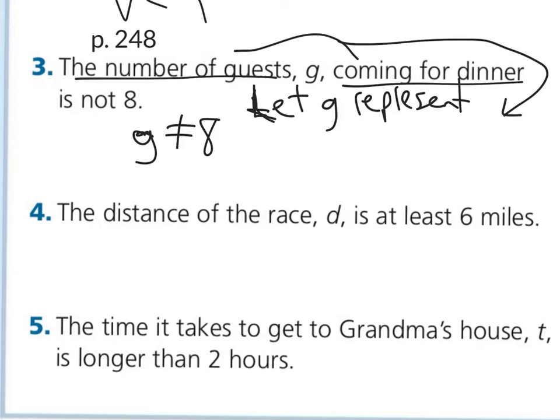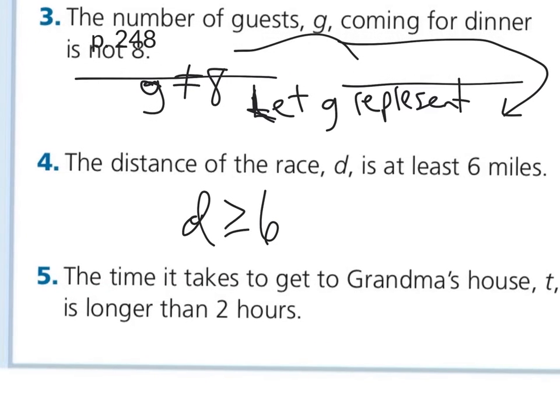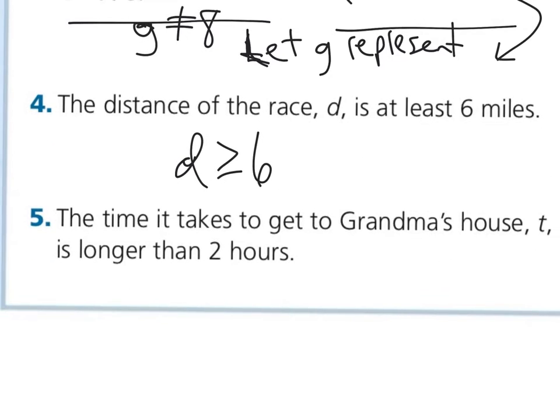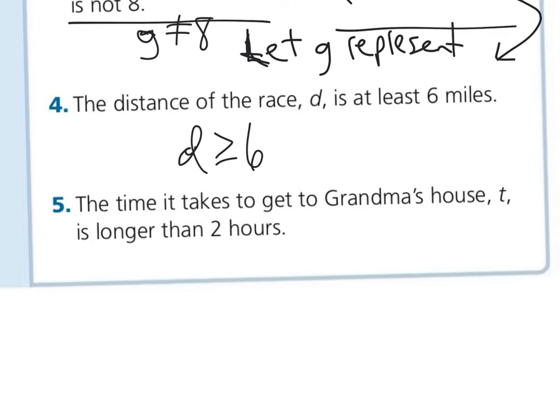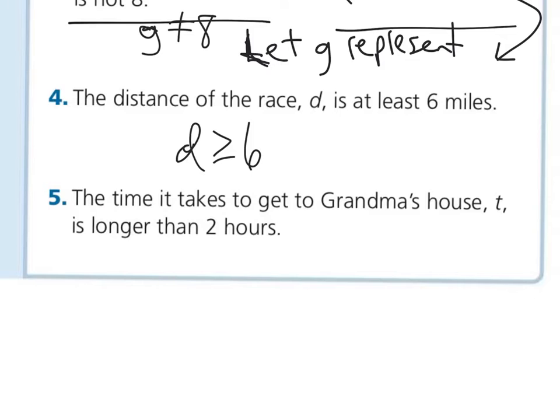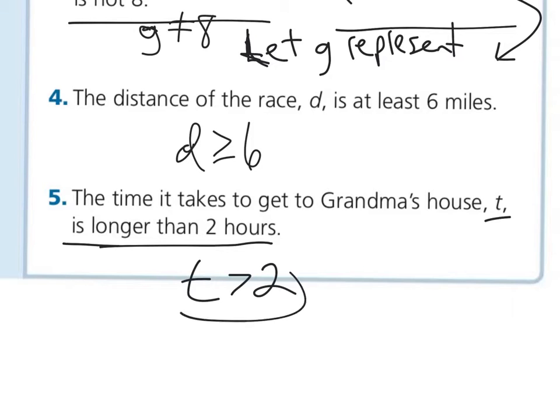Number 4, the distance of the race D is at least 6 miles. So at least 6 miles is going to be D is greater than or equal to 6. At least 6 miles. And number 5, the time it takes to get to Grandma's house T is longer than 2 hours. So longer than 2 hours would be T is greater than 2.